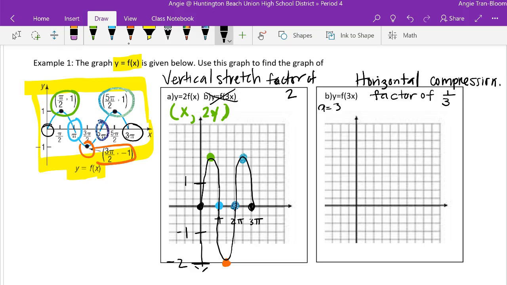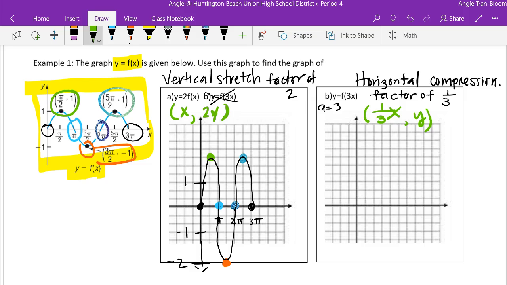Okay. So if it's horizontal, what's changing? X or Y? X. I'm going to take all my X values and multiply by 1/3. Do I need to change my Y value? No, Y stays the same. Okay. So comma Y. That's what I mean.